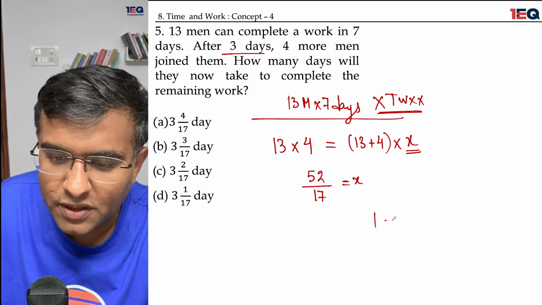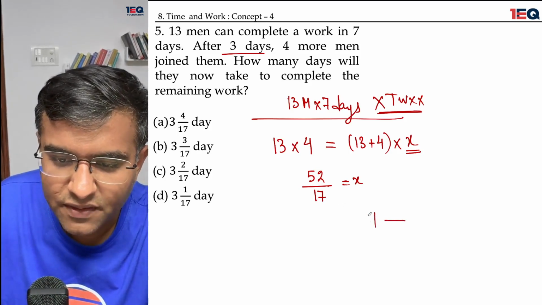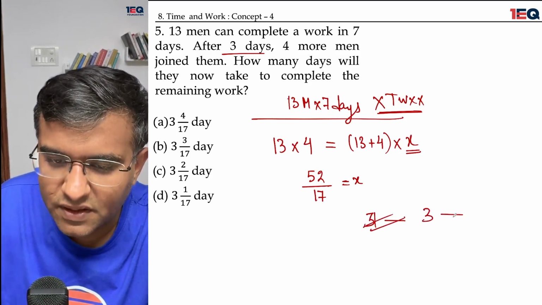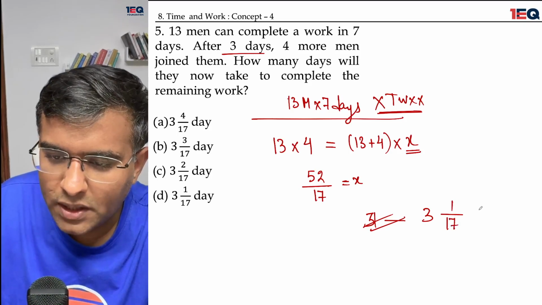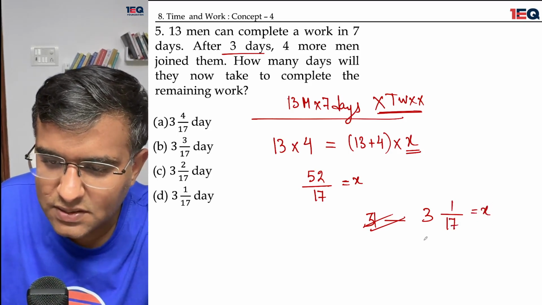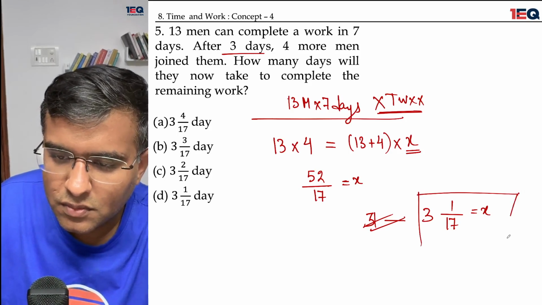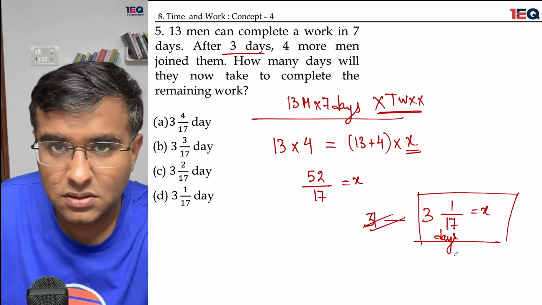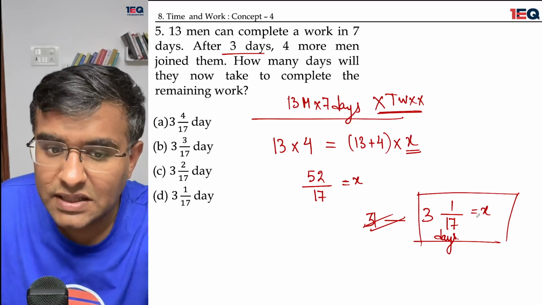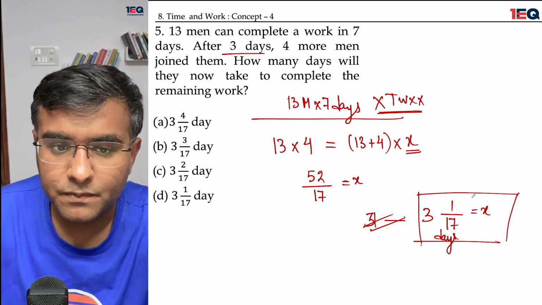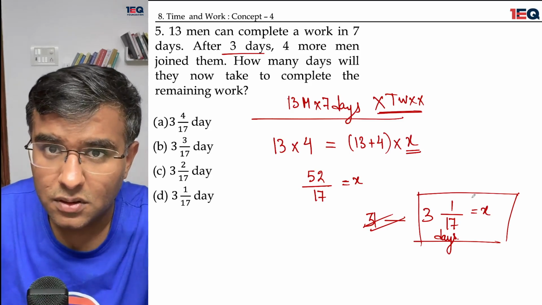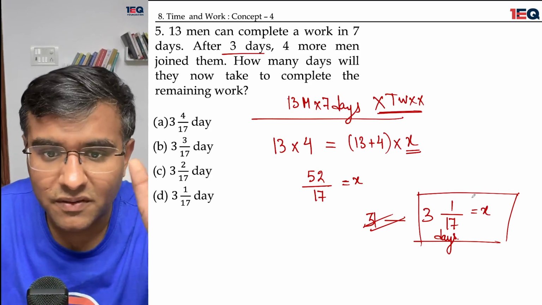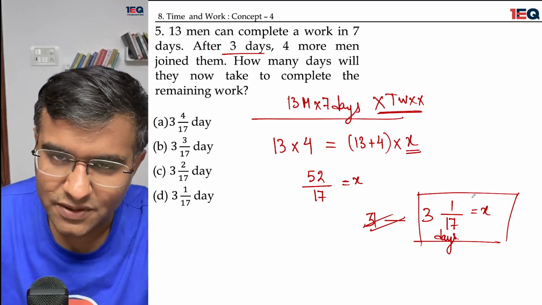When I put it in mixed fractions, 17 threes are 51, and 1. This is equal to X. So 3 1 by 7 days. 3 1 by 7 days is supposed to be the time that is going to be the remaining work, right? That is going to be the remaining work. Remaining days, okay? The number of days that I'm going to take to complete the remaining work.